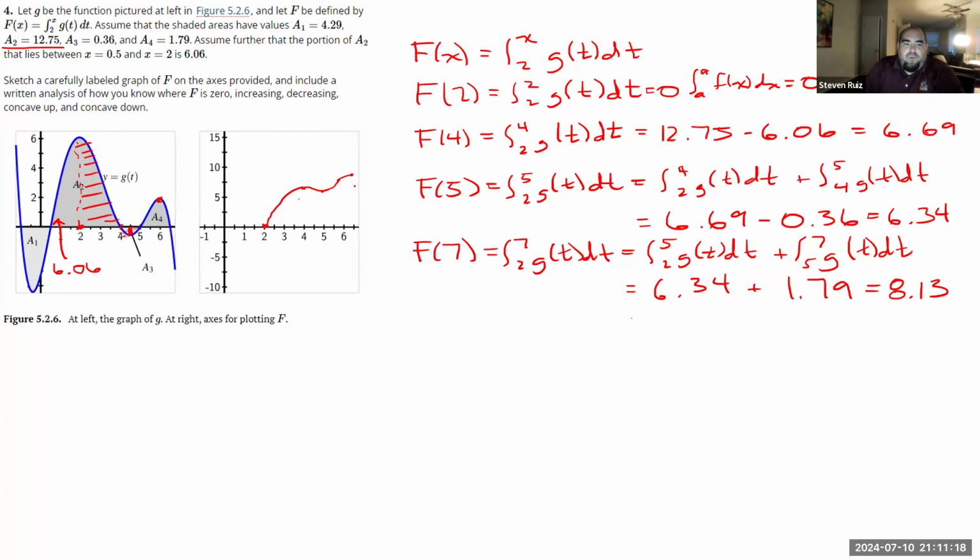It's going to come to a critical point at x equals 7, because that's where g crosses the x-axis, which means I am no longer accumulating positive area, which means my function f should stop increasing.